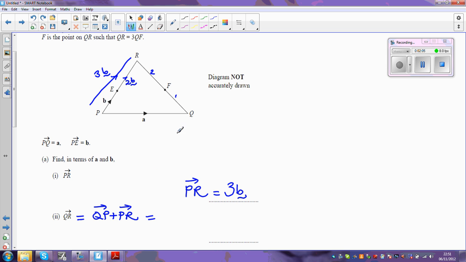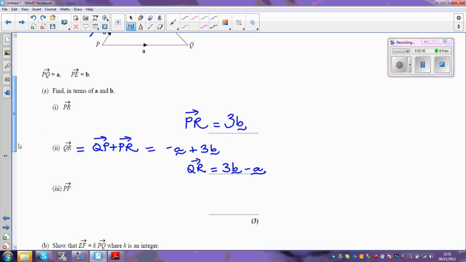Now, the vector QP, to go from Q to P, well, I can see that to go from P to Q is the vector A, so QP is the opposite direction, so it must be minus A. Now I'm going to add PR. Well, we've already established that PR is actually 3B, so the vector QR then, and I'm going to write this the other way around because it's just a bit tidier, QR is going to be 3B minus A.